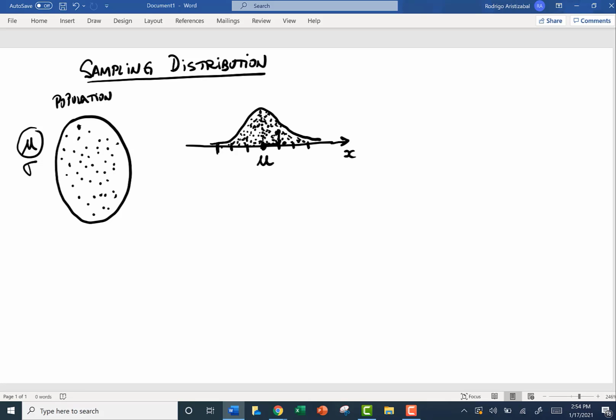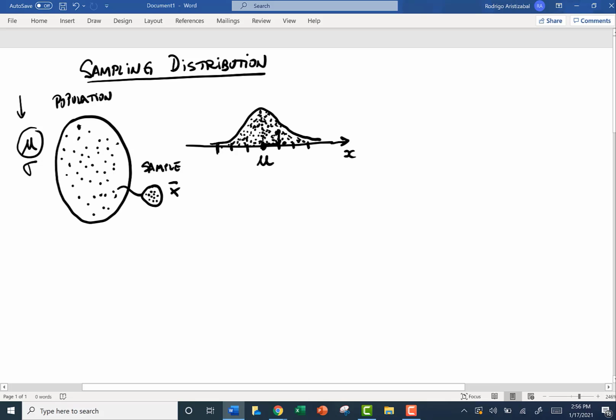In statistics, we don't work with the entire population, but we work with samples. And we can compute the mean of the sample, which will be denoted by X bar. X bar is a statistic because it's obtained from a sample. However, mu is a parameter because it's obtained from the population.